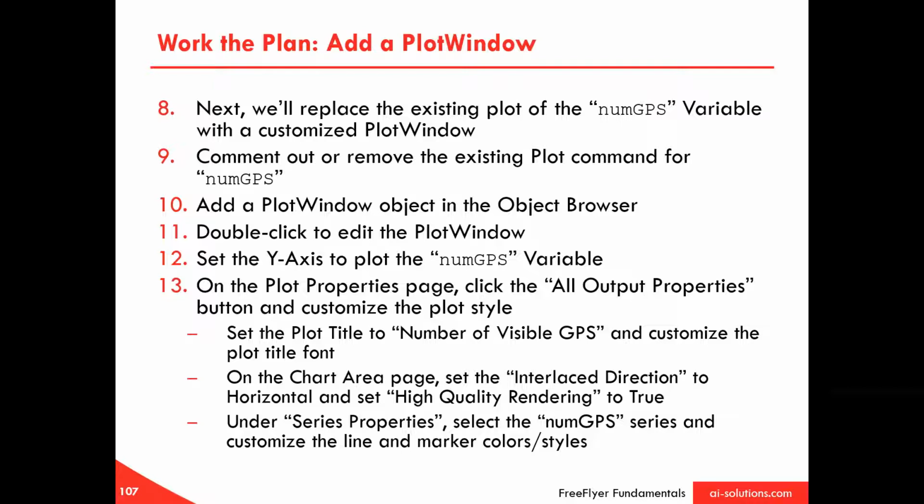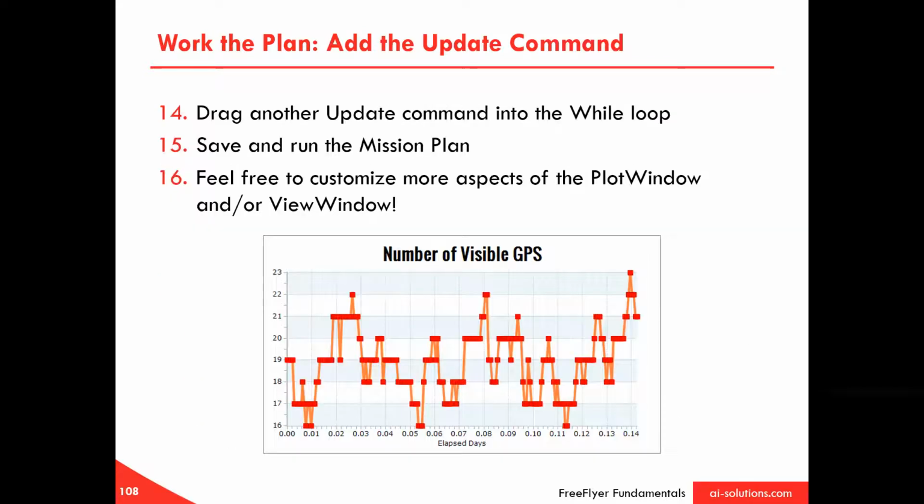You can set the plot title to say something more descriptive like number of visible GPS, and customize the plot title font. On the chart area page, set the interlaced direction to horizontal and set high quality rendering to true, and then on the series properties, select the num.gps series and customize the line and marker colors and styles. Then drag another update command into the while loop. This one is going to be set to update plot window 1, and then save and run the mission plan again. Feel free to take some time to explore the different options on the plot window and the view window and create an interesting customized visualization.